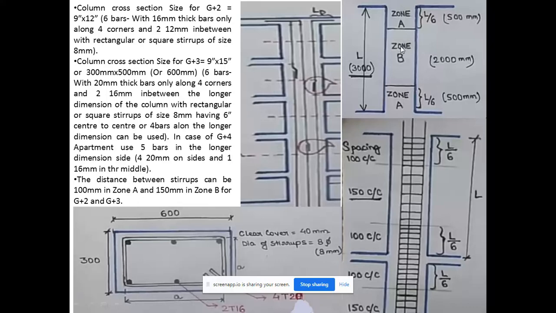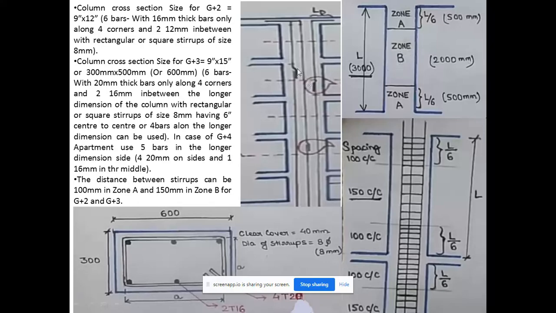See, zone B doesn't take up much load, but these regions at the ends of about L/6 are crucial because these things can start swaying in the case of earthquake or high-speed winds, and so on. So in order to prevent that, more stirrups are arranged in zone A and fewer stirrups are required in zone B with more spacing. Here less spacing but more stirrups. Here more spacing, fewer stirrups.